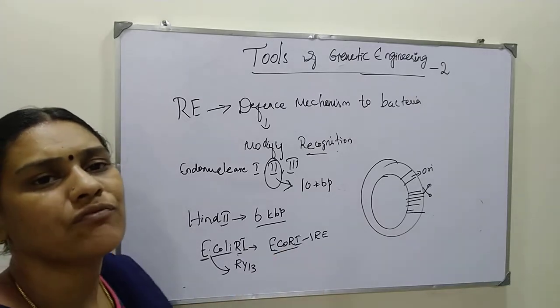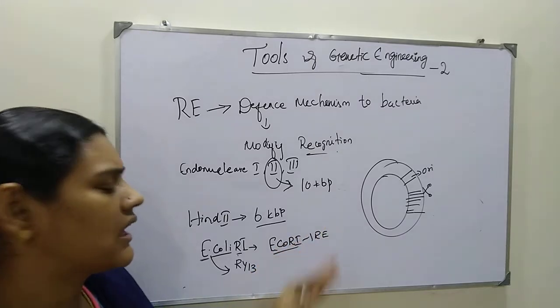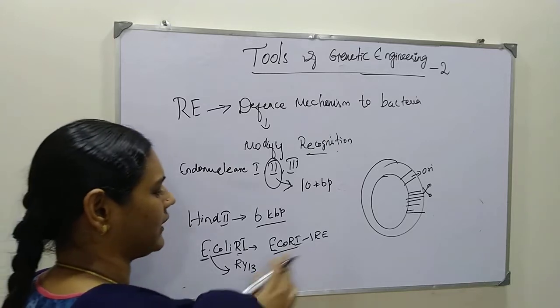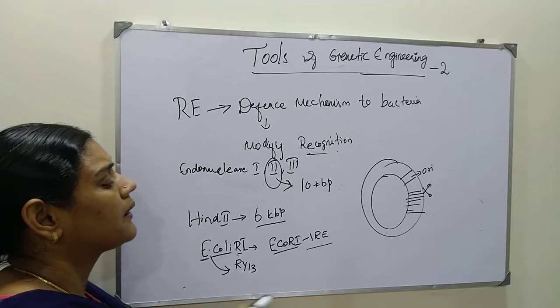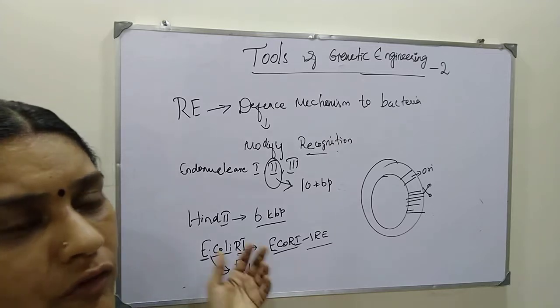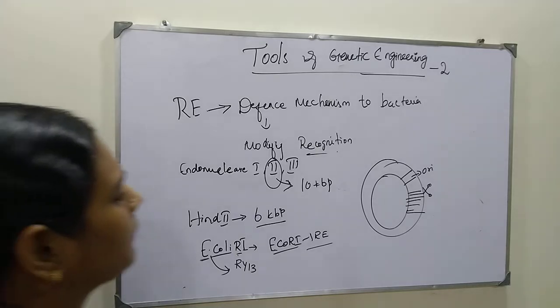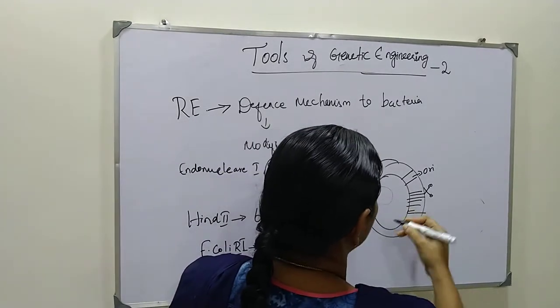The Roman numeral I indicates the number of discovery, that is, in which order it was discovered in their laboratory. So this is EcoRI. This is the main thing. Based on this naming procedure, they follow the standard procedure for naming restriction endonuclease enzymes.